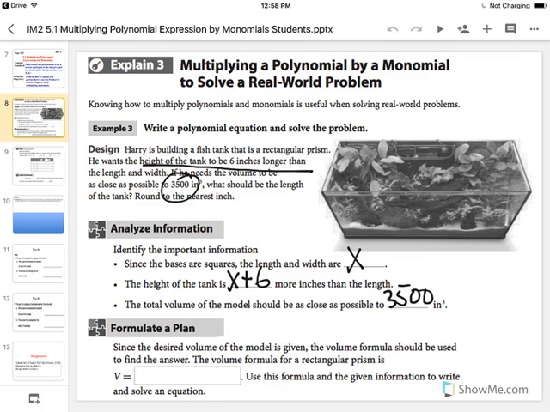Okay, so then formulate a plan. The desired volume of the model is given. The volume formula should be used to find the answer. The volume formula for a rectangular prism is length times width times height. Using the formula and the given information, write and solve the equation. So we know that our length is x and our width is also x and our height is x plus 6.